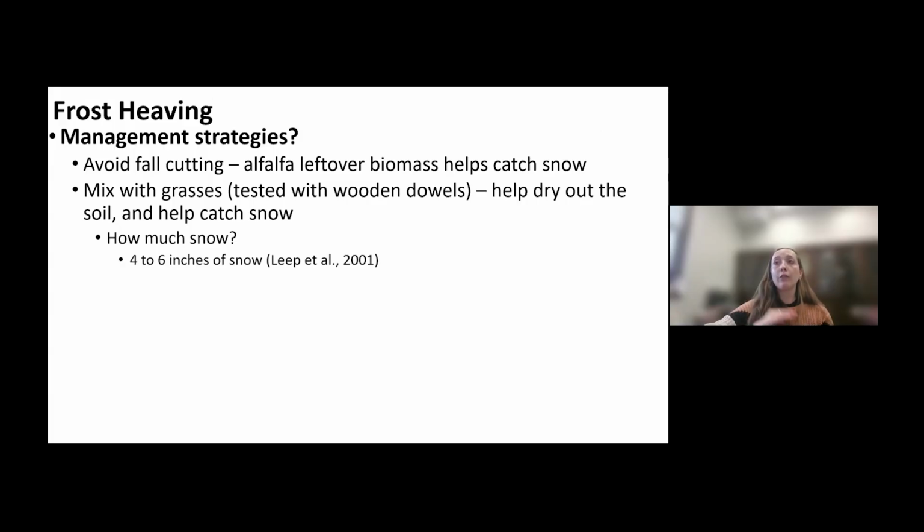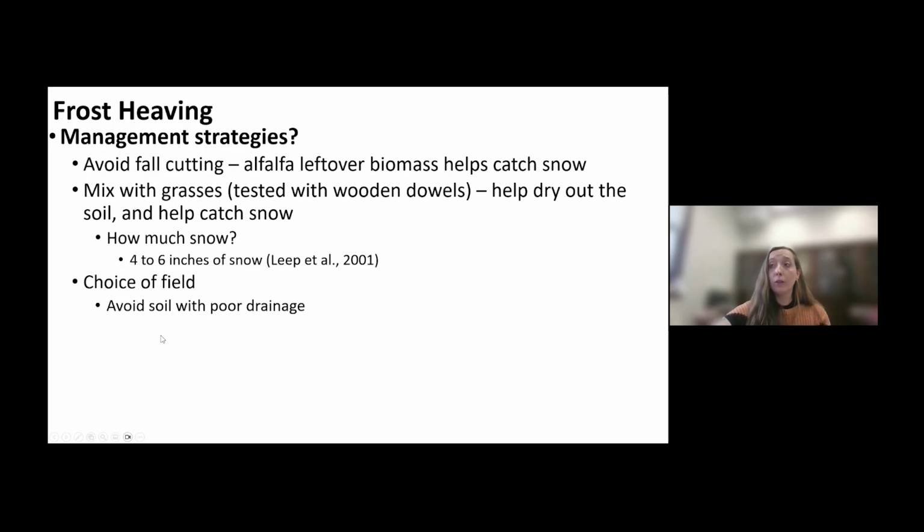Reducing the fall cutting and/or having grasses in mixtures with alfalfa helps catch snow. There was this study done in the early 2000s that shows we need at least 4 to 6 inches of snow to really adequately protect the soil from variations in temperature. I was very glad when I saw this study because someone else had to stay outside in the winter, keeping those snow covers over the entire winter. I'm sure it was a lot of work.